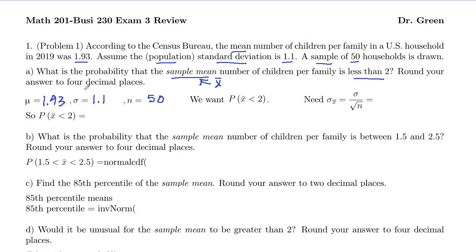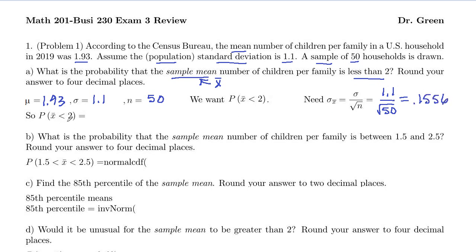Round to 4 decimals. So what we want here is the probability that x bar is less than 2. And we'll use normal CDF to find that, but we first need to find sigma x bar, the standard deviation of the x bar values, because we're dealing with x bar values. So that's sigma over square root of n. Our sigma is 1.1. Our sample size is 50, so we're dividing by root 50. And if you enter this in the calculator, you get 0.1556.